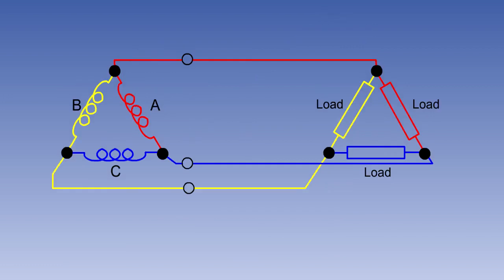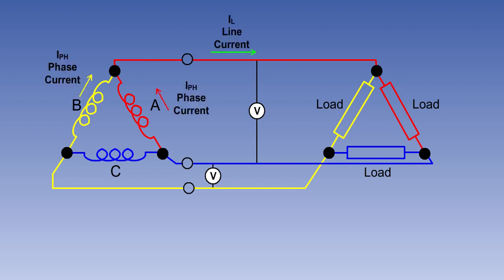In a delta-connected AC generator, the ends of the three phases are joined together to form a closed mesh, and the loads are connected in a similar fashion. Because the potential measured across the phase is measured between two lines, the line voltage and the phase voltage are the same. However, because of the way the phases are connected, the line current will always be shared between the phases. And in this case, the line current will be root 3 times the phase current.